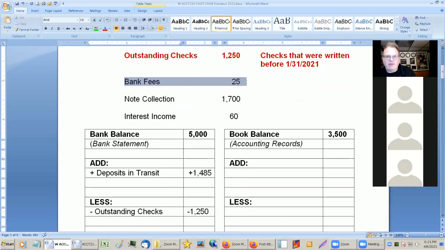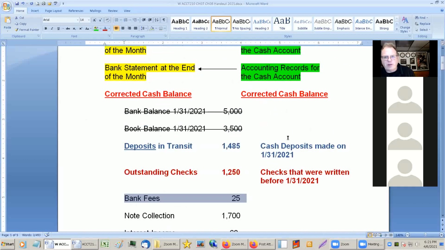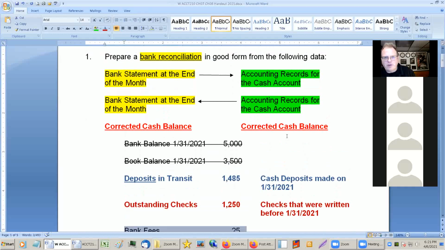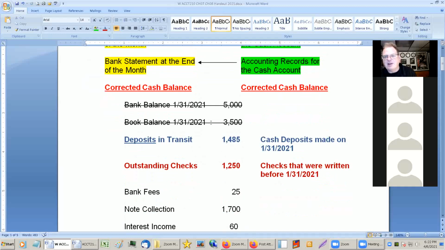Okay, let's go to bank fees. When are you going to find out what the bank fees are? When you get the statement? Yep. So this is something in the bank statement that you don't know, and there could be fees for different things, but you don't know about them. And here's why you don't know about them. Did you write a check for those? No.